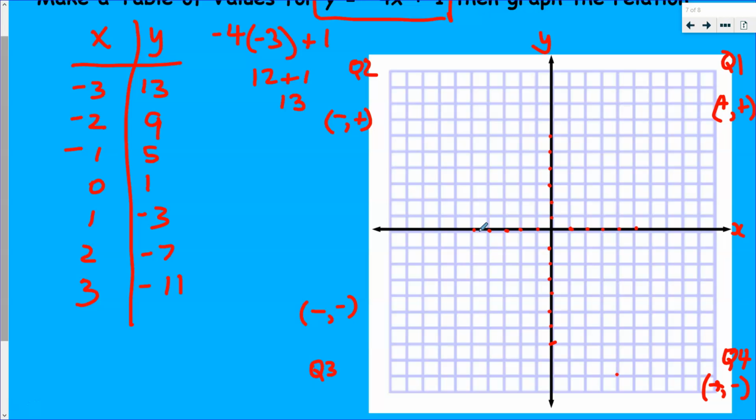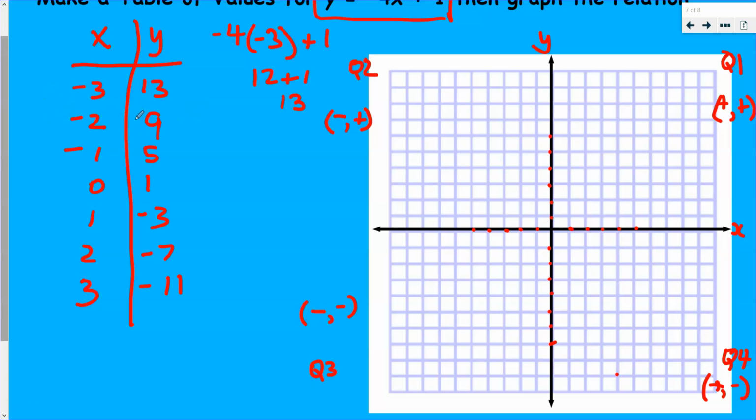Now, normally you would also label these. I'm not going to because my pen is quite thick and it doesn't quite land where I want it to, but do have a look in your book at the samples of the graphs. Make sure that you're labeling properly. Okay, so let's plot these points.